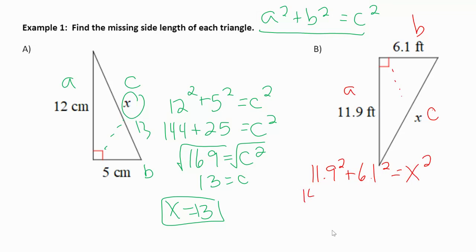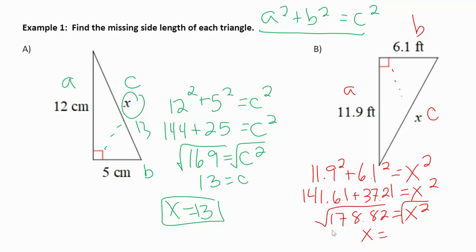11.9 squared is 141.61 plus 37.21. When we put that together, we're going to get 178.82. And then finally, we have to square root at the very end. And we're going to get our unknown to be 13.4. And that would be the length of our hypotenuse.